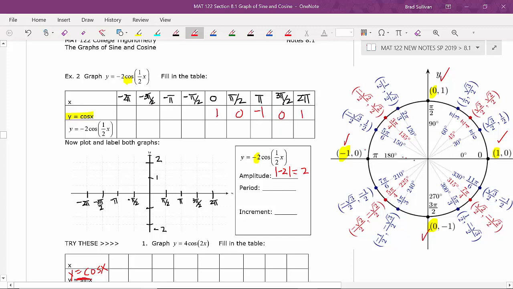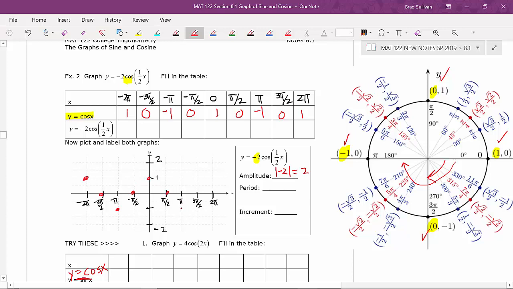When you go to the negatives, negative pi over 2 is here, so that's 0. Negative pi is there, so that's -1, and then it just goes 0 and back to 1 like that. So that would be 2 periods of your cosine wave. Let's go ahead and plot those points. Remember, you're going up to 1 as your max. Not ready to change the amplitude yet.